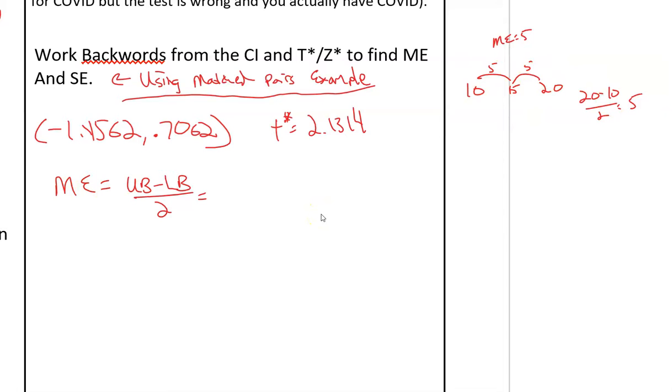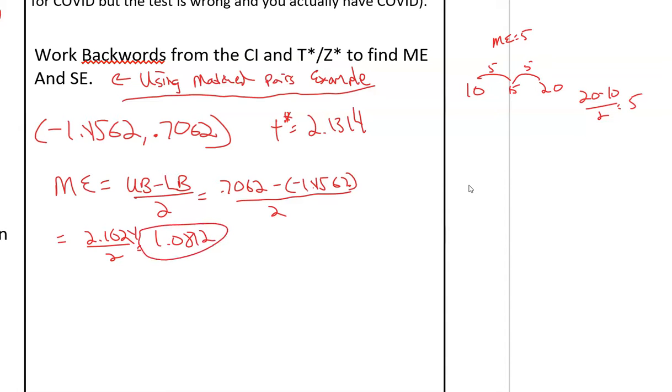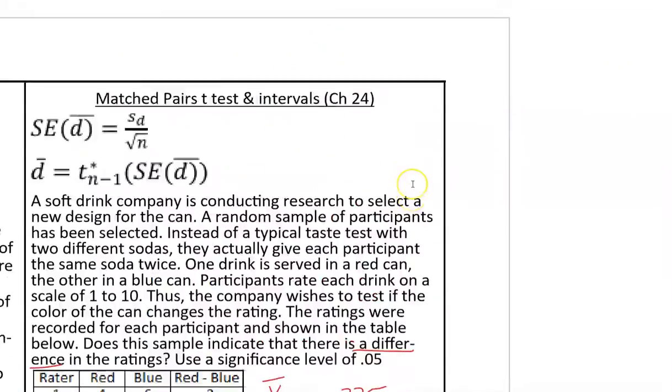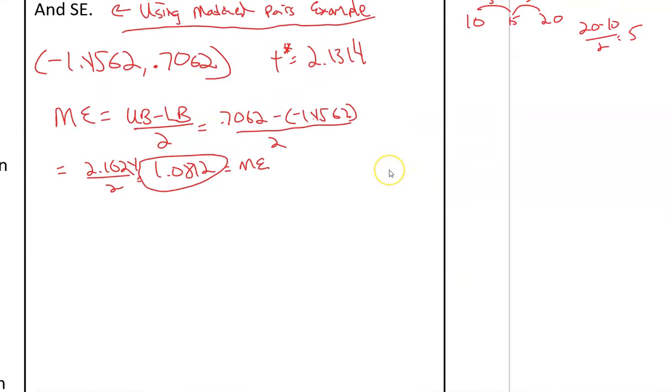So we do upper bound minus lower bound, so we do 0.7062 minus negative 1.4562 divided by 2. And for that, I get 2.1624 divided by 2. I get 1.0812, and that is my margin of error. And you'll see down here it matches the margin of error we got when we did the formula, 1.0812. It matches.